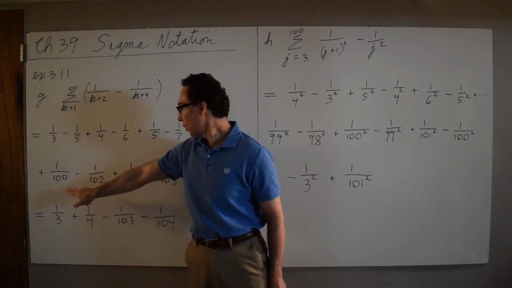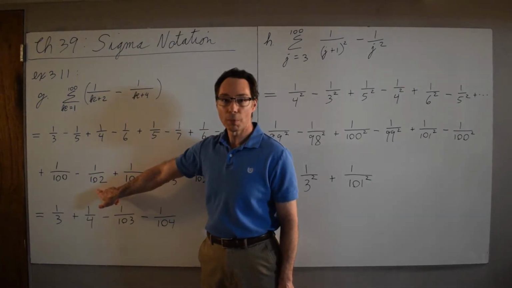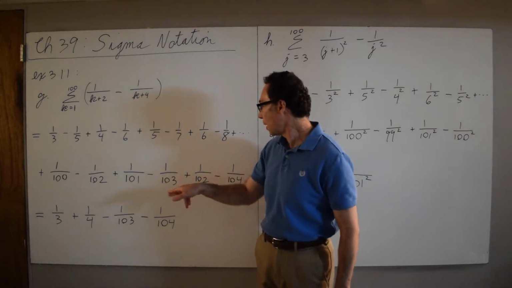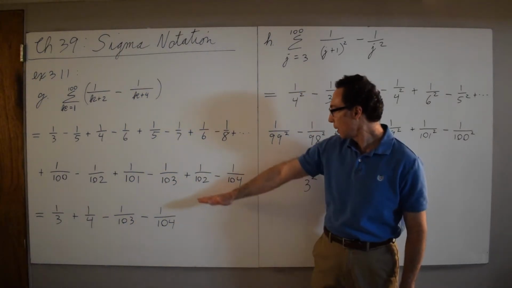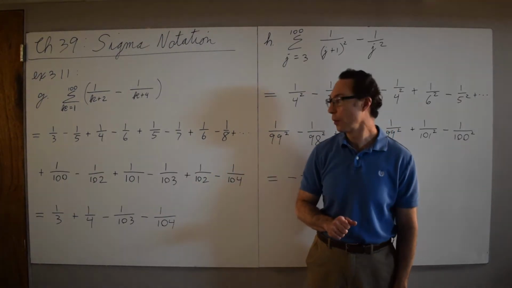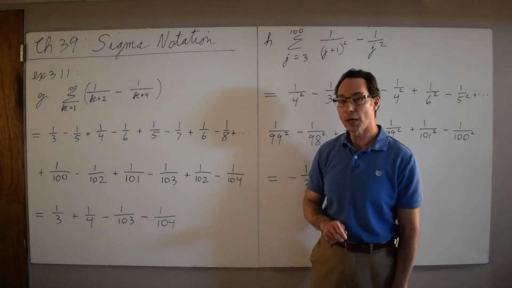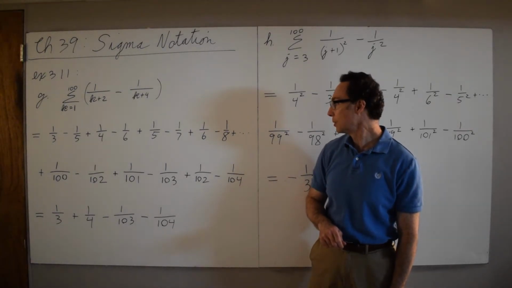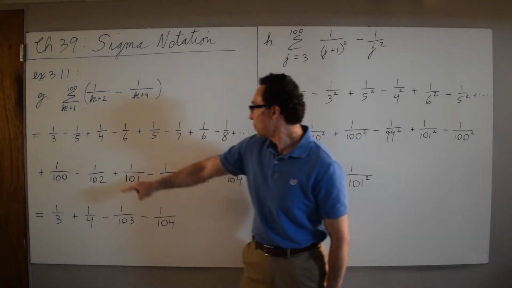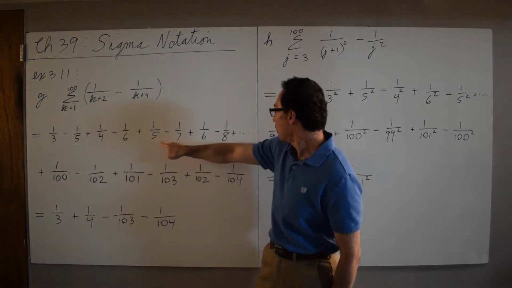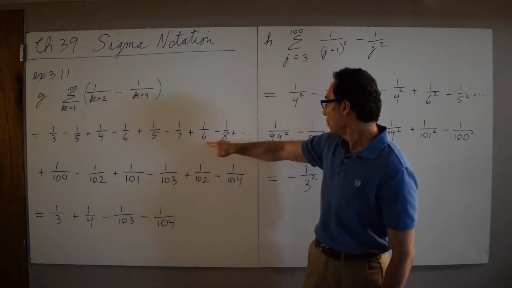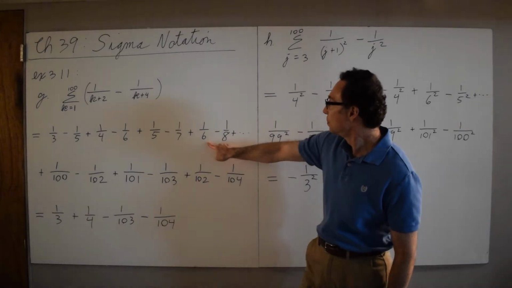And so then we're going to write out the last few terms. Positive 1/100th minus 1 divided by 102 plus 1 divided by 101 minus 1 divided by 103 plus 1 divided by 102 minus 1 divided by 104. And this is called a telescoping sum or a collapsing sum. Why? Well, you'll notice that most of these terms cancel. Negative 1/5, positive 1/5. Negative 1/6, positive 1/6.